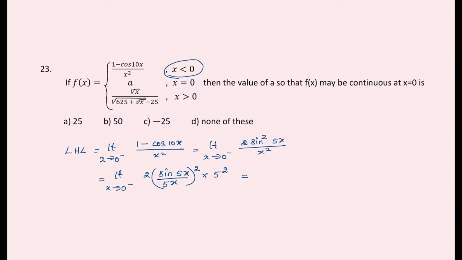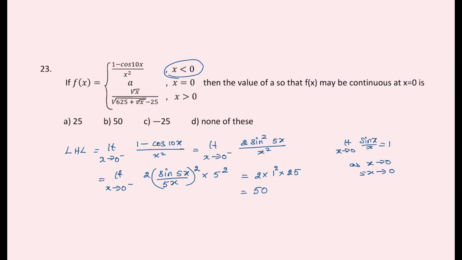Now we will apply the limit formula, limit x tending to 0 of sin x upon x is 1. As x tends to 0, 5x also tends to 0. Therefore, the formula is applicable here. We get 1 square times 25, which is 50. Even if you do RHL, by rationalizing the denominator of the function for x greater than 0, we will get the same answer, 50.